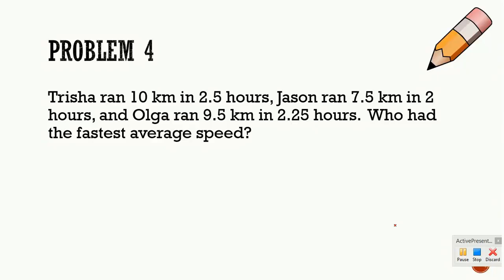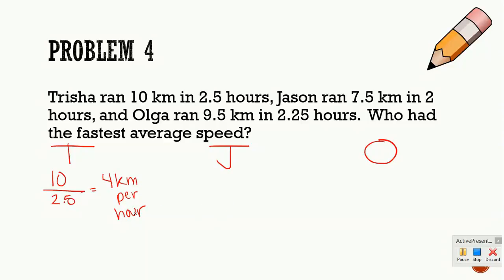Trisha ran 10 kilometers in 2.5 hours, Jason ran 7.5 kilometers in 2 hours, and Olga ran 9.5 kilometers in 2.25 hours. Who had the fastest average speed? So we need to figure out their unit rate, right? How much are they running per hour? So I'm going to label Trisha, Jason, and Olga. So Trisha ran 10 kilometers in 2.5 hours. So what did she run? Let's divide that. I get 4 kilometers per hour.